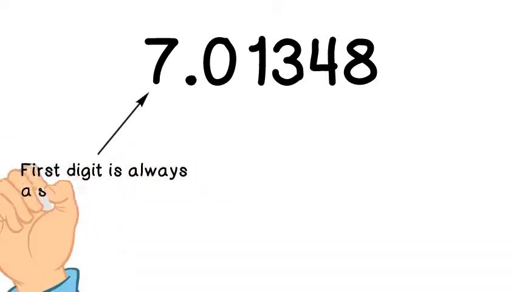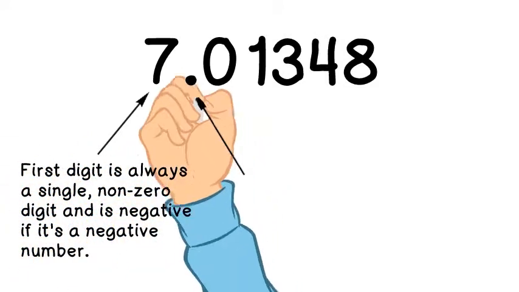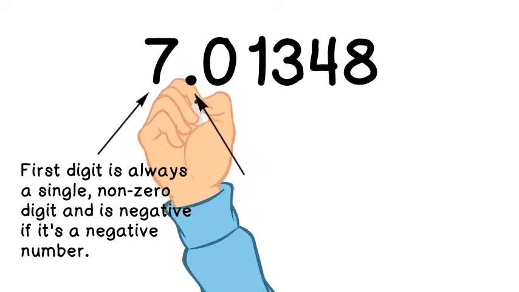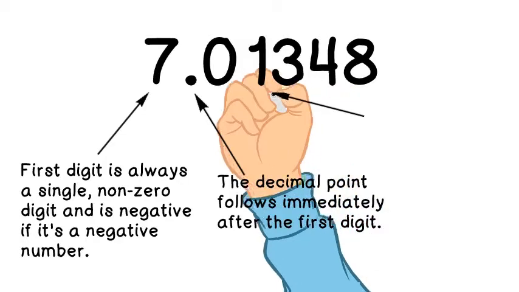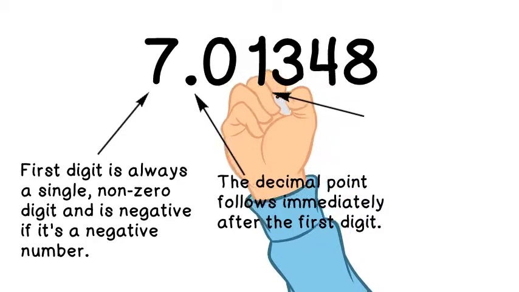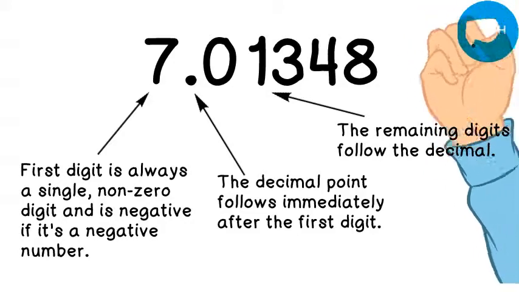First, the first digit is always a single non-zero digit and is negative if the number is negative. And then immediately following the first digit, we have a decimal point. And then the rest of the digits come after the decimal point.